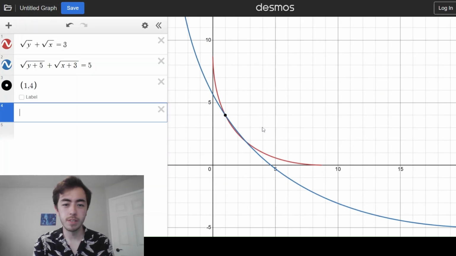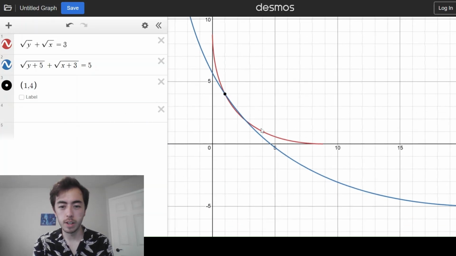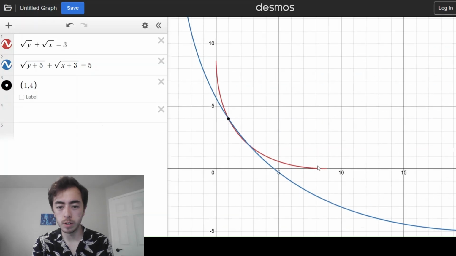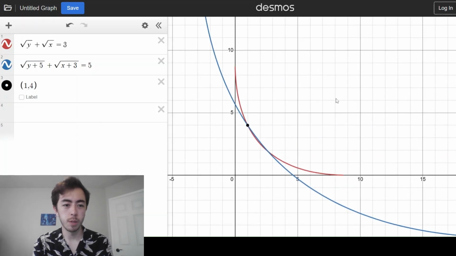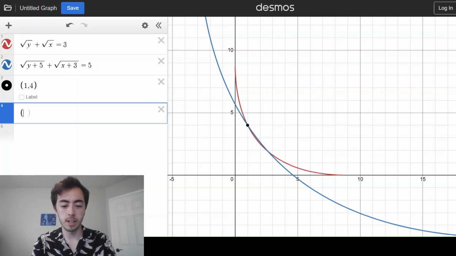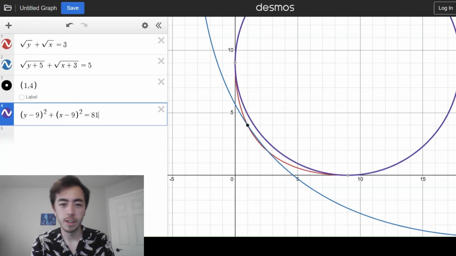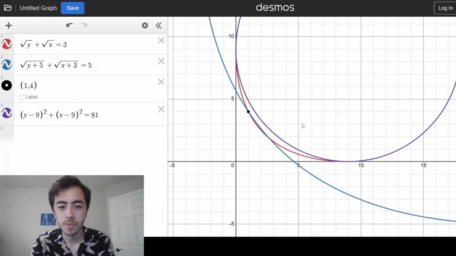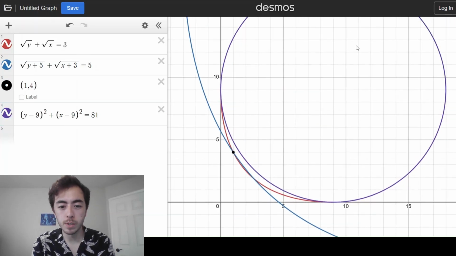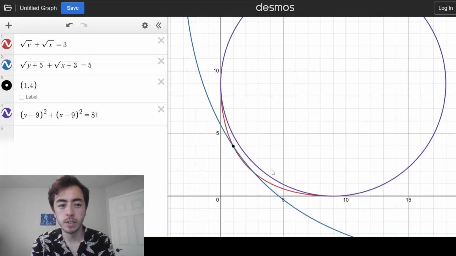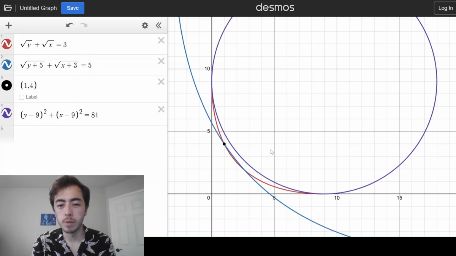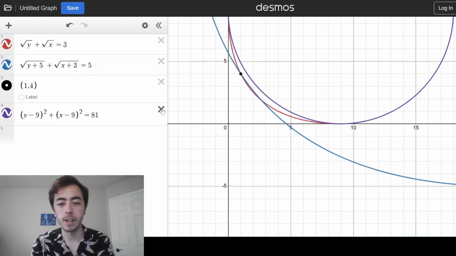But anyways, let's test that theory real quick. I could try placing a circle maybe at like 9, 9. Let me see if that actually works real quick. So there is kind of the center point, and then the radius should be about that. Okay, so I just plopped that purple circle right there just to compare it to the red curve. And so these curves that we have on the screen probably aren't circles, but it at least kind of looked that way for a sec.